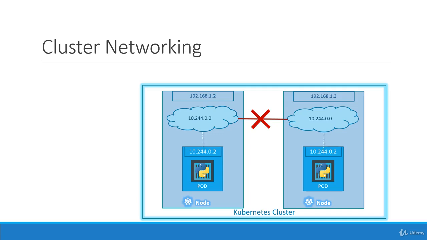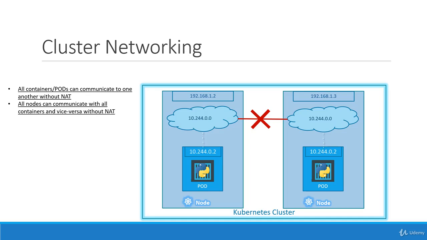Now that's one problem. When a Kubernetes cluster is set up, Kubernetes does not automatically set up any kind of networking to handle these issues. As a matter of fact, Kubernetes expects us to set up networking to meet certain fundamental requirements. Some of these are that all the containers or pods in a Kubernetes cluster must be able to communicate with one another without having to configure NAT. All nodes must be able to communicate with containers and all containers must be able to communicate with the nodes in the cluster. Kubernetes expects us to set up a networking solution that meets these criteria.